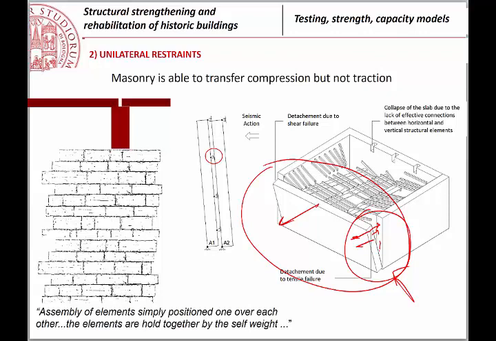Whether you have detachment or the walls still keep some property of being together depends on the quality of the masonry in the area of the corner, of course, and on whether the walls are connected or not. If they are connected, there is some possibility of supporting some traction. If they are not connected at all, you have just this behavior.